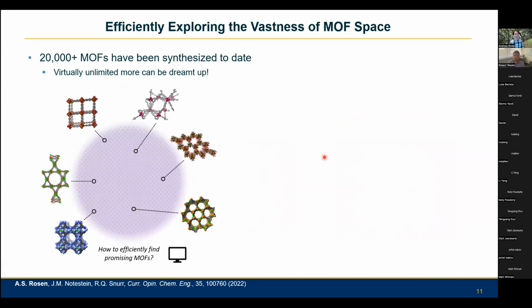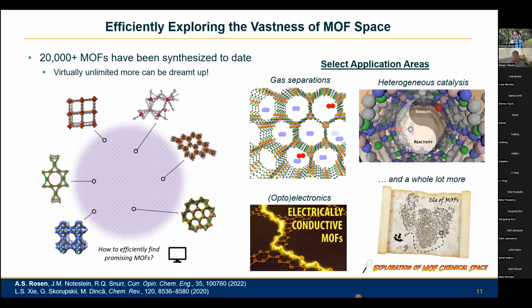And so 20,000 or so MOFs, depending on who you ask, have been synthesized to date, and you can find many of them in the Cambridge Structural Database. And virtually unlimited more can be dreamt up, again, by considering different combinations of those constituent building blocks. And so really the question is, how do we efficiently find promising MOFs for a desired application?